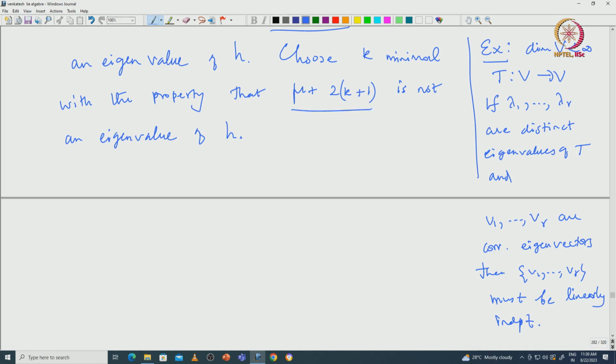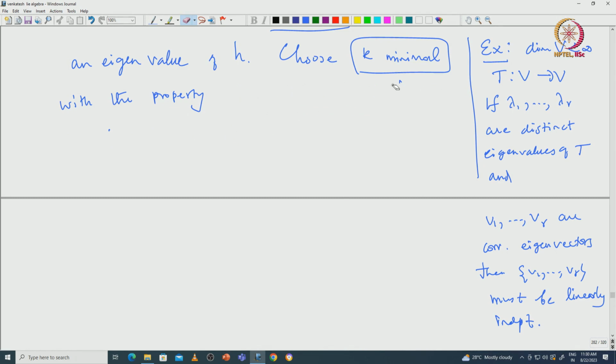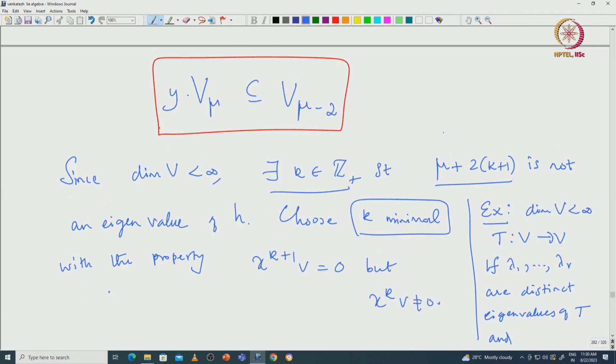Okay. So, what I want to say is, you choose k minimal maybe with the following property, then we get whatever we wanted as implication. So, choose k minimal with the property that x power k plus 1 v is 0, but x power k v is non-zero. Such a k we can choose because V is finite dimensional.